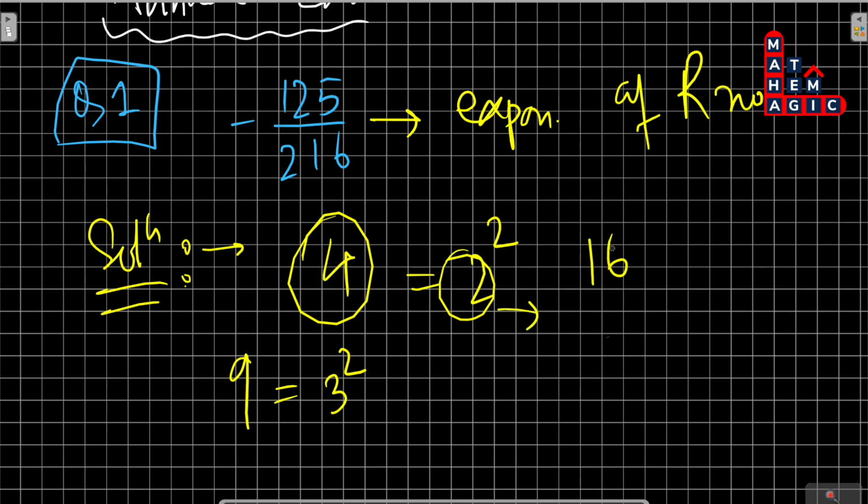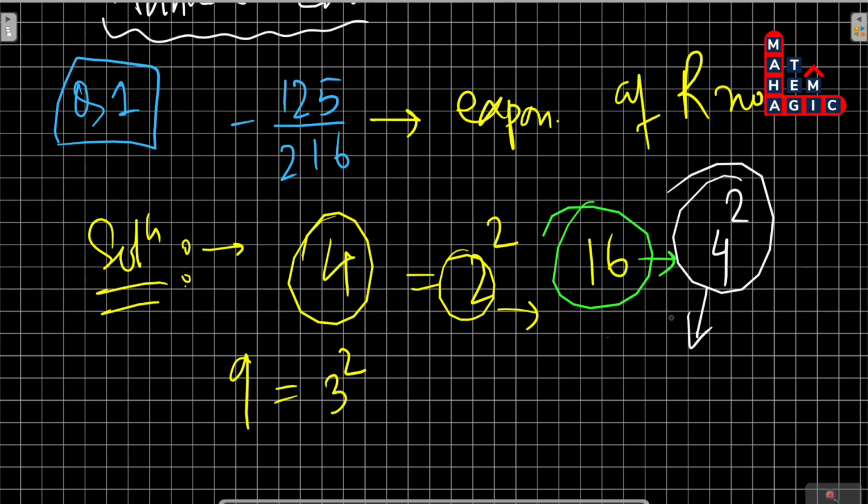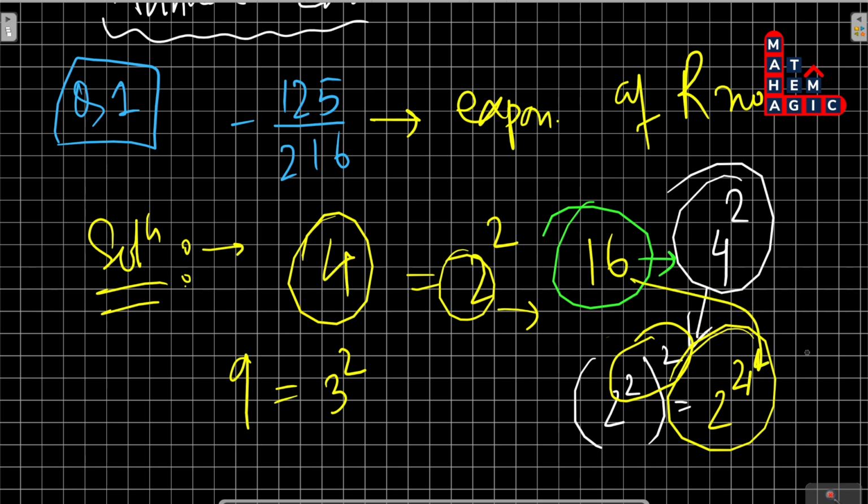For example, if I say 16 is a number and I want to write 16 in exponent form, and someone has written it as 4 square. It's not wrong, but it's not absolutely correct because 4 is a composite number, right? So now we have to write 4 as 2 square, and then there's another square. So as we can see, there are multiple powers now. Both of these are in power, so they are getting multiplied. So 2 to the 4, so it's 2 to the power 4. Now 16 is equal to 2 to the power 4. It's the right answer, right?